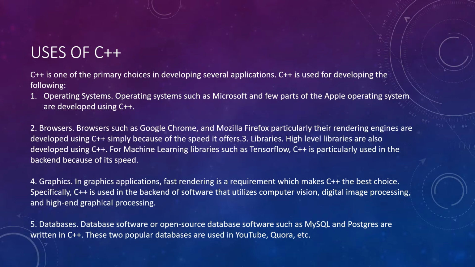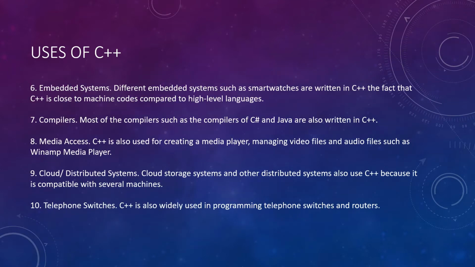Fifth, databases. Open source database software such as MySQL and Postgres are written in C++. These two popular databases are used in YouTube, Quora, and others. Sixth, embedded systems. Different embedded systems, such as smartwatches, are written in C++. The fact is that C++ is close to machine codes compared to high-level languages.